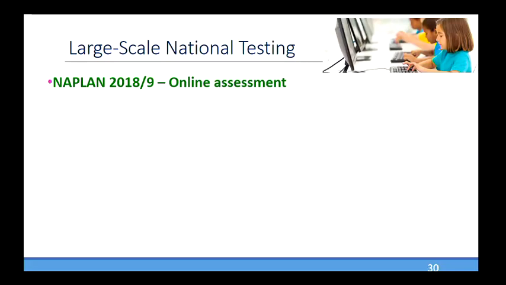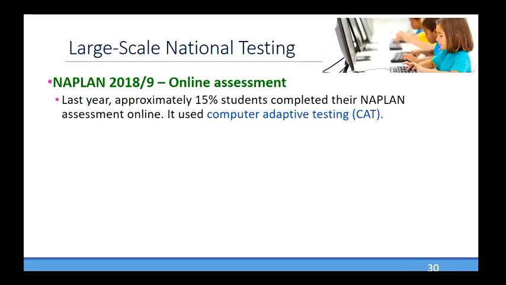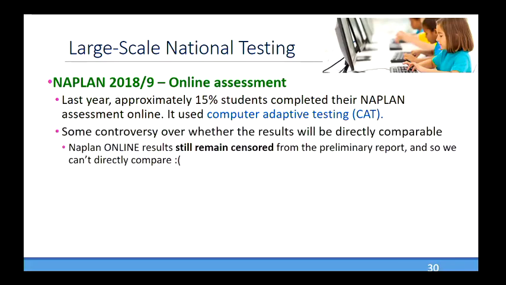One thing you will have heard too about is the online assessment. Now, I've only got the stats for last year. They haven't released much information this year, but 15% of students completed their NAPLAN assessment online, and it used computer adaptive testing. Now, they're blaming that, but there's some controversy over whether the results are directly comparable.